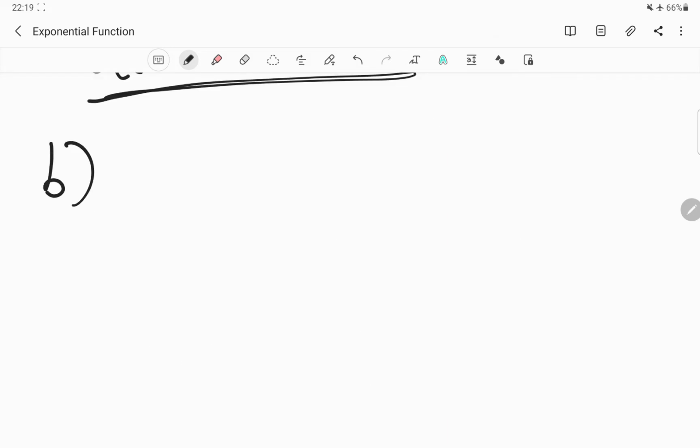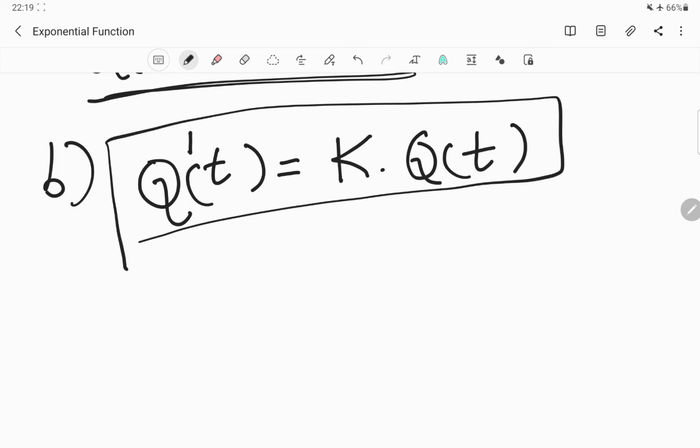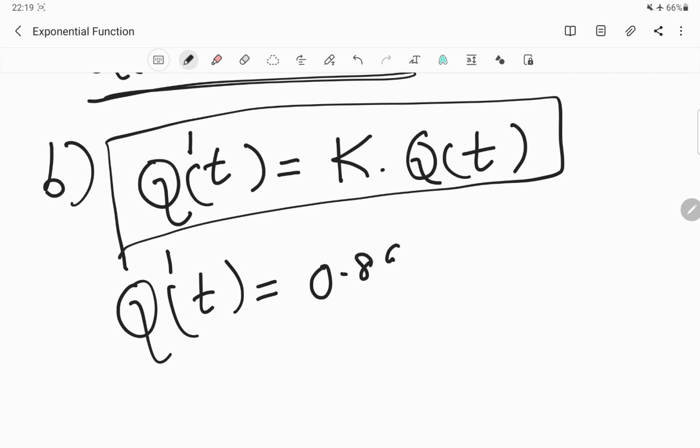Part B: the rate of growth of bacteria after 4 hours. The rate of growth is given as Q'(t) equals k times Q(t). So Q'(t) equals 0.8959 times Q(t).